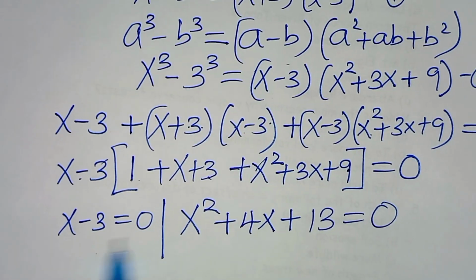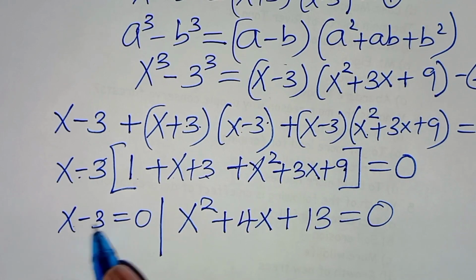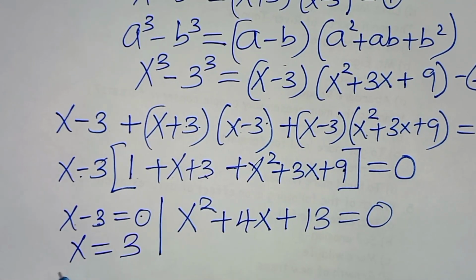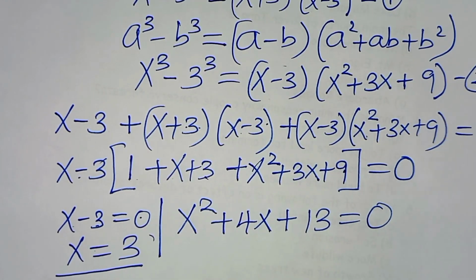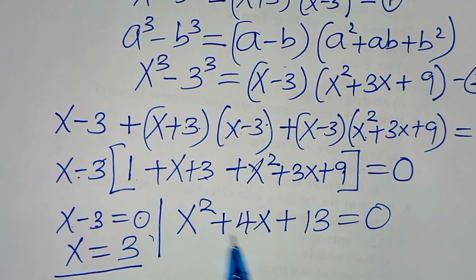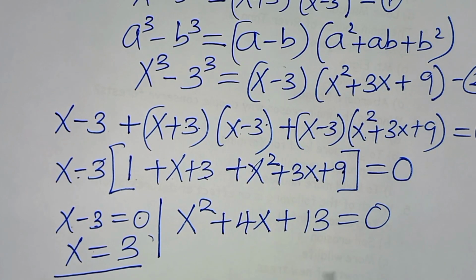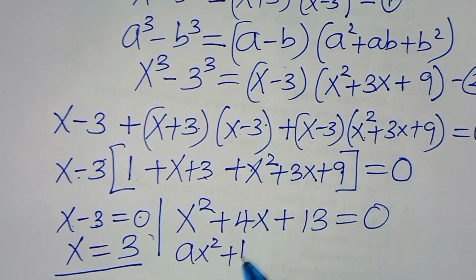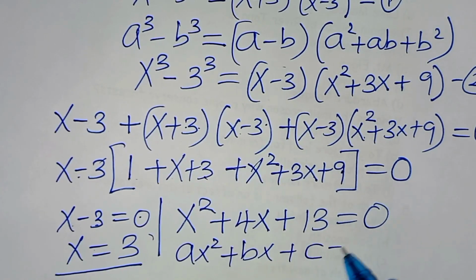Now we have two parts here. The first part here, x minus 3 is equal to 0, so that means that x is equal to 3. And this is a real solution. And the second part here is a quadratic equation of the form ax squared plus bx plus c, which is equal to 0.